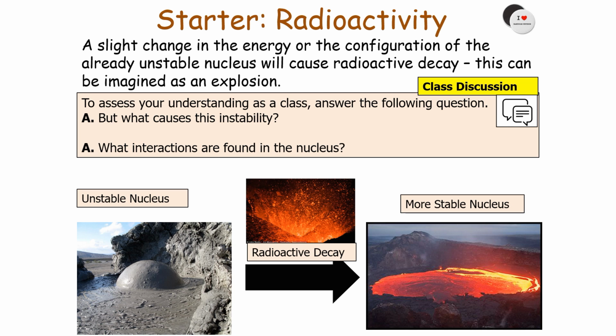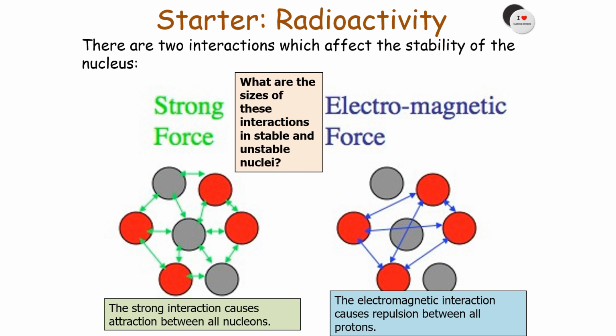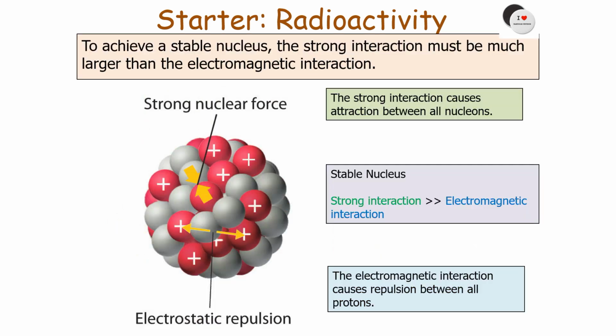But what causes instability and what interactions are found in the nucleus? So there are two interactions which affect the stability of a nucleus. You've got the strong interaction, which causes attraction between all nucleons in the nucleus, and the electromagnetic interaction, which causes repulsions between all the protons. So to achieve a stable nucleus, the strong interaction must be much larger than the electromagnetic interaction, because the strong interaction causes attraction between all the nucleons, whilst the electromagnetic interaction causes repulsion between all the protons.